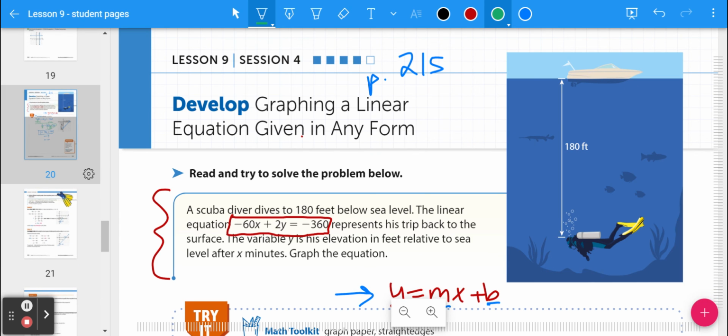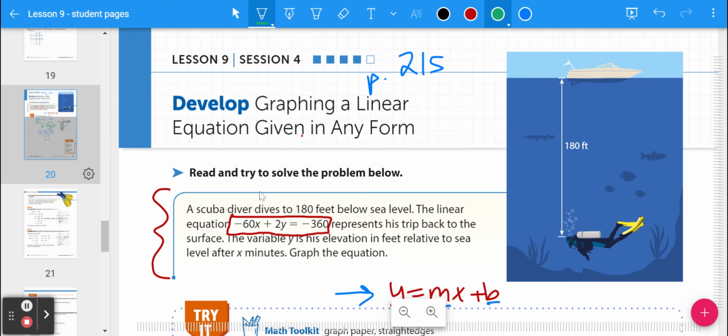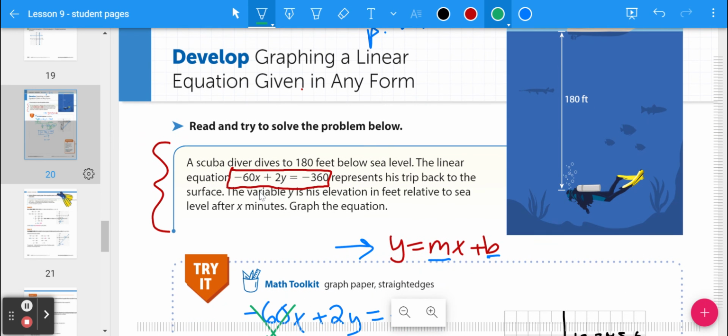This is section 9.4. It's taking what we know about solving equations and combining it so that we can graph equations that aren't necessarily written in slope-intercept form to start.